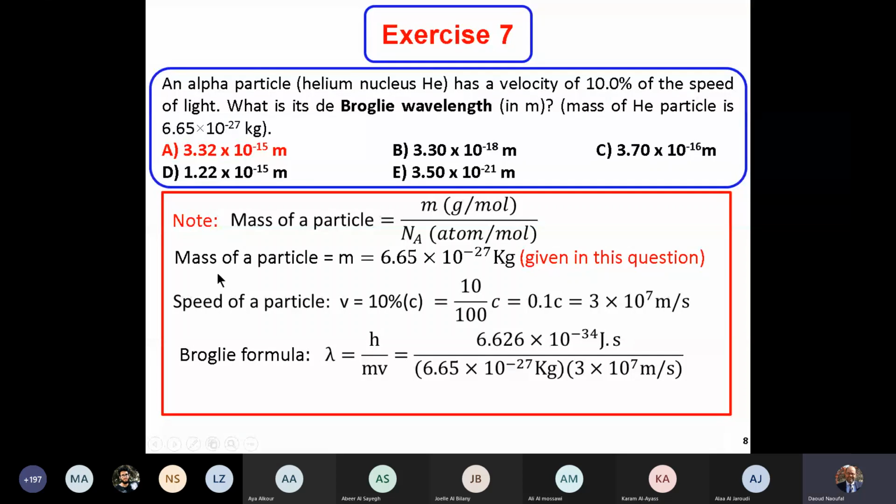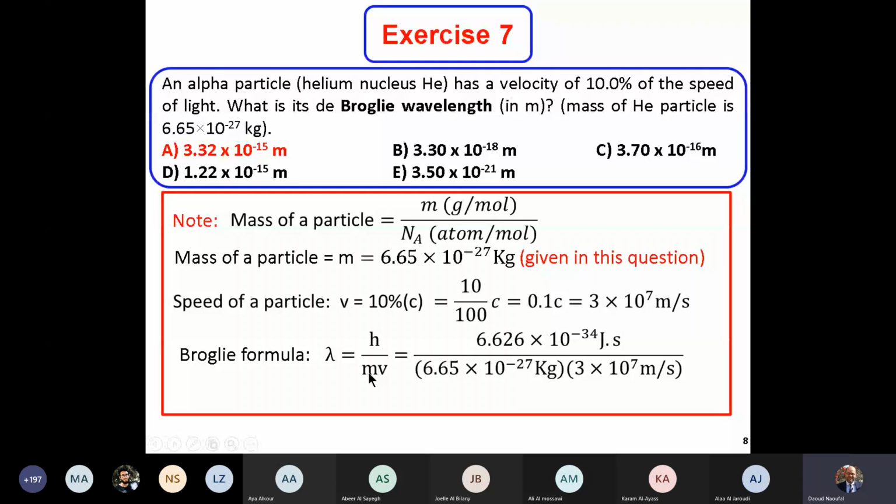The mass of the particle m should be in kilogram. The speed should be in meter per second. The Planck constant should be in joule per second. So lambda obtained in this formula is in meter.